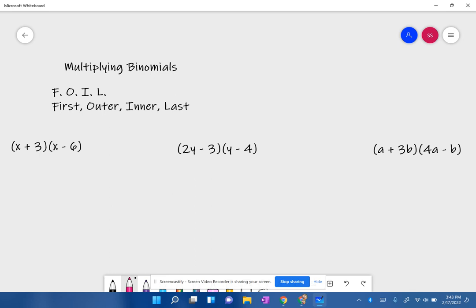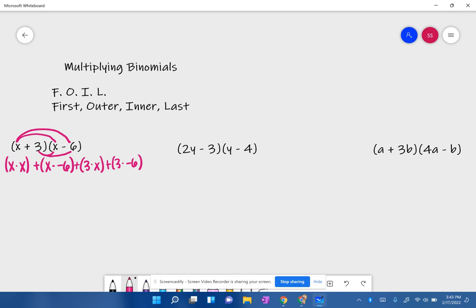x plus 3 times x minus 6. We're going to multiply the first term in the first binomial with the first term in the second binomial. So that would be x times x. Outer terms, so x and negative 6 are the outer terms here. x times negative 6. Inner terms, 3 and x. They're on the inside of this whole problem. So 3 times x. And then our last in the first binomial is 3, and the last in the second binomial is negative 6.